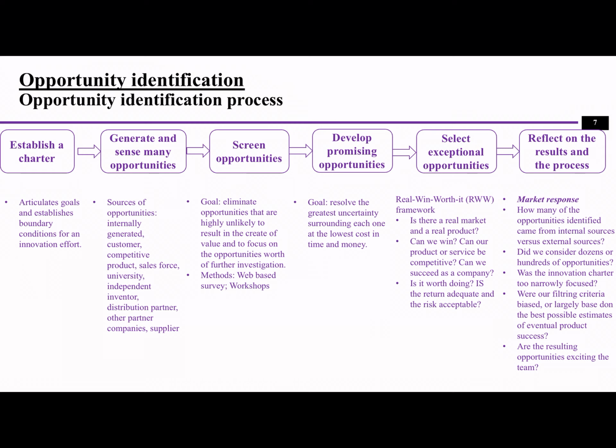Well, the last stage is to reflect on the results and process. So basically, this is more of the feedback. You want to come back to the charter. Sometimes you see, okay, I might have missed some opportunities. Maybe I should revise my charter a little bit. Maybe in my charter I kept the scope too narrow. Or now maybe I can consider some other aspects of the market and see if we can get more opportunities for consideration. So that's a general process for identifying opportunities.